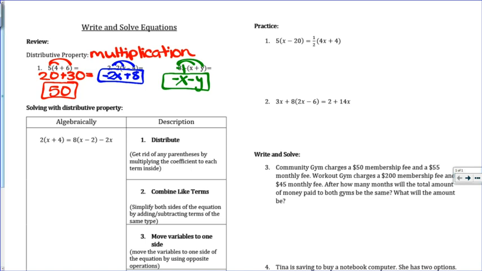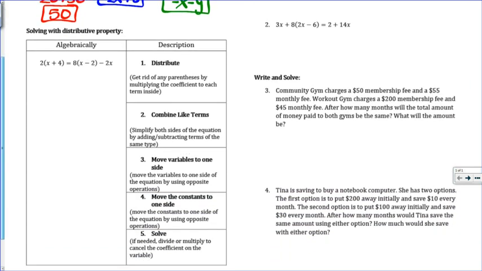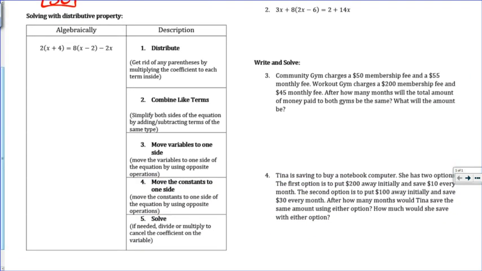Now that we remember how to distribute, we're going to put that distributive property into the equations that we have to solve. On the left-hand side of your table is the algebraic representation of the equation. On the right-hand side, you have a description of what I am doing, so you know what those steps look like in words.